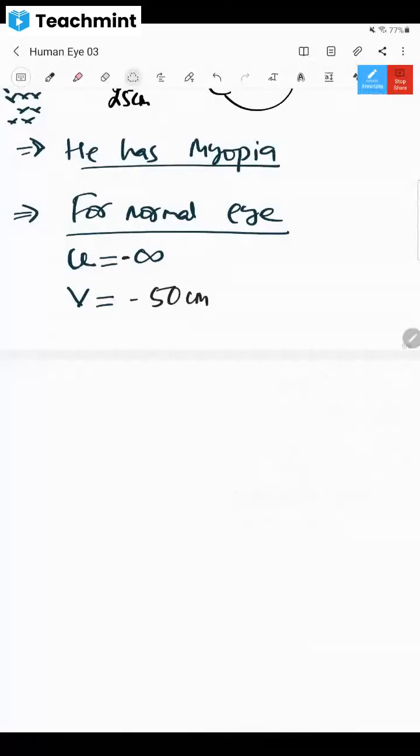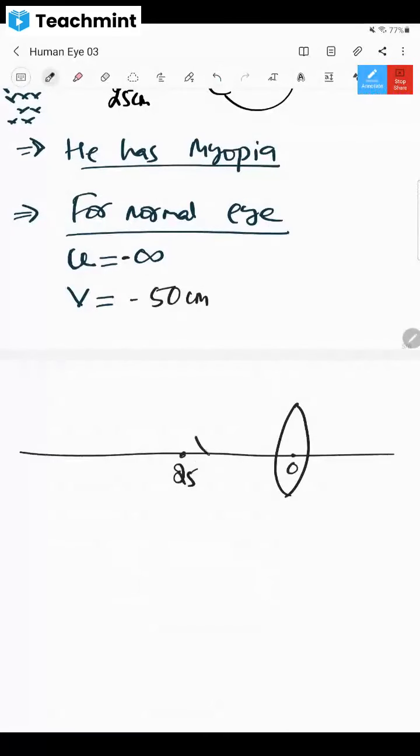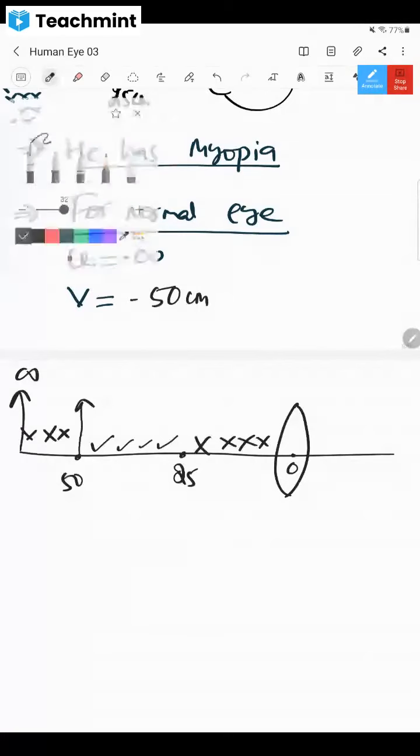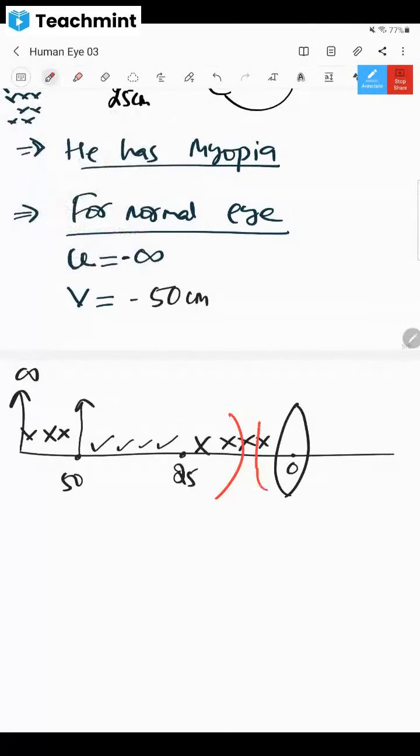Now you tell me how to draw the diagram. This is the eye lens we have. Then we have a line here, so this is the optical center. Up to 25 centimeter it's not possible, and 25 to 50 centimeter is okay for this person, but after this it is not okay for him. But for a normal eye, they can see after 50 centimeter also. Now an object is at infinity, and the image of this object has to be brought to 50 centimeter. For that we have to use one concave lens. They're asking the focal length of this lens only. This is the data I gave, right?